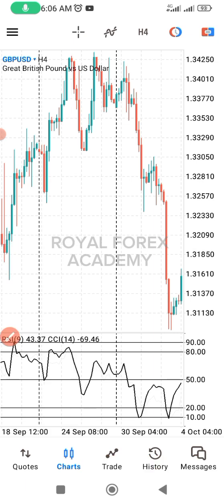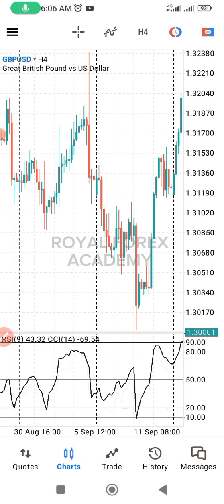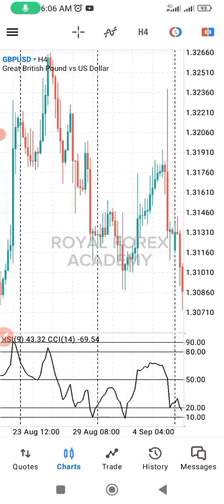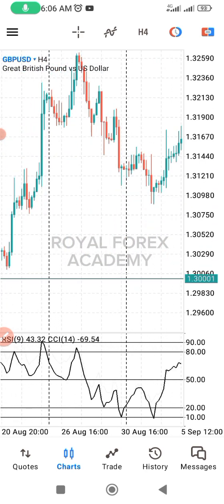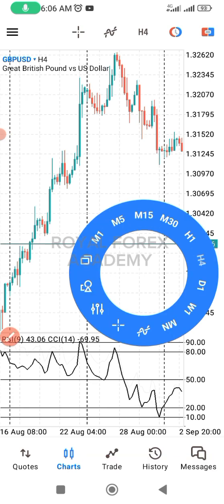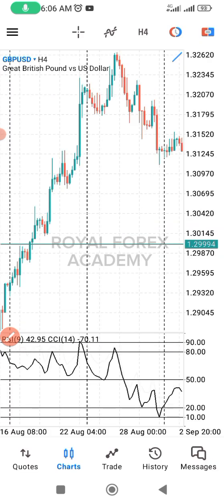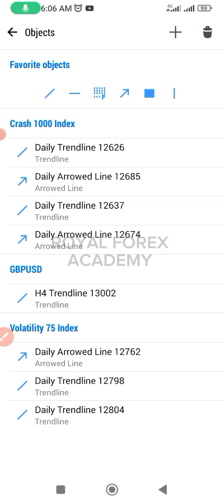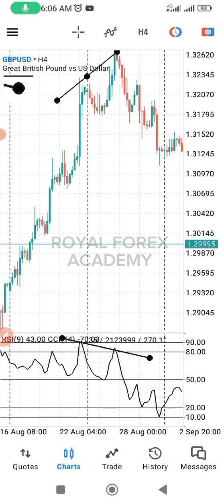So this is all you need to do. Go back to your chart, train your eyes on how to identify divergence. In the subsequent video, we'll be considering how we can make entries trading divergence. Here we have another one. So this is divergence.